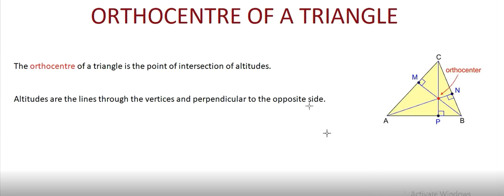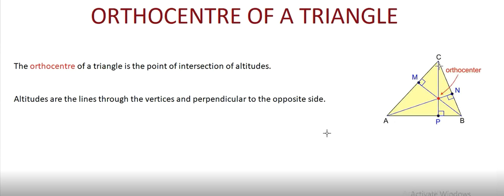Now our next topic is the orthocenter of a triangle. The orthocenter of a triangle is the point of intersection of altitudes. We already discussed what is an altitude. Altitude is the perpendicular line that we draw from a vertex to the opposite side. So consider the vertex C, and here CP is a perpendicular line that we draw from C to the opposite side AB. Here P may not be the midpoint of the side AB.